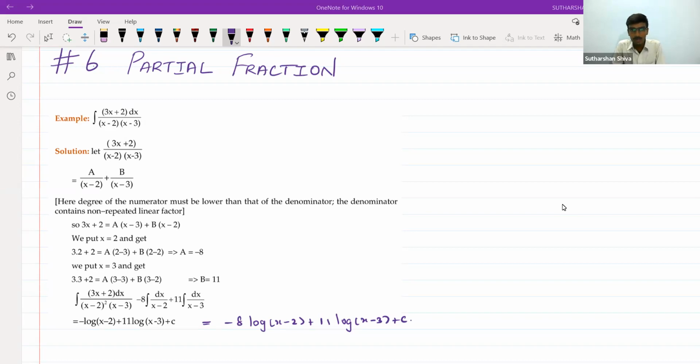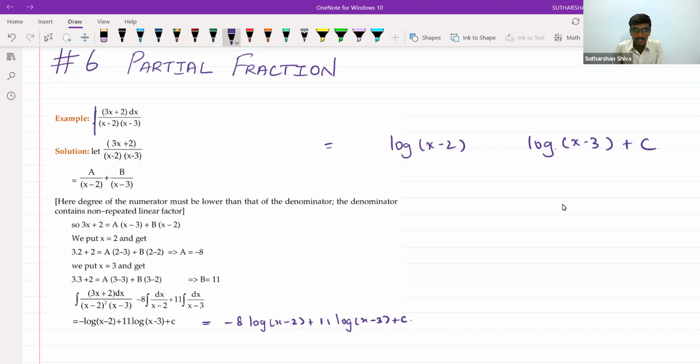Our today's short trick is partial fraction. Partial fraction we have done using different methods. But in partial fraction, you can do it very easily in a single step. You can write the answer equal to log of x minus 2 plus log of x minus 3 plus c.